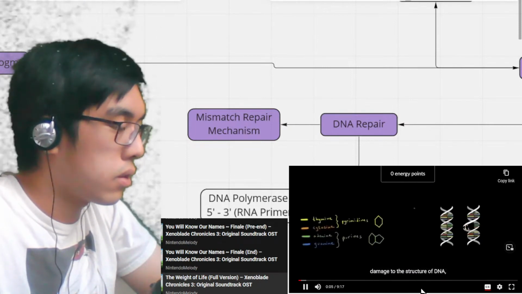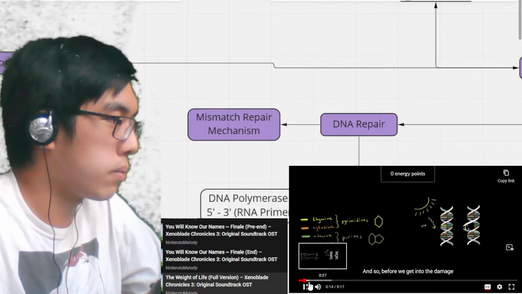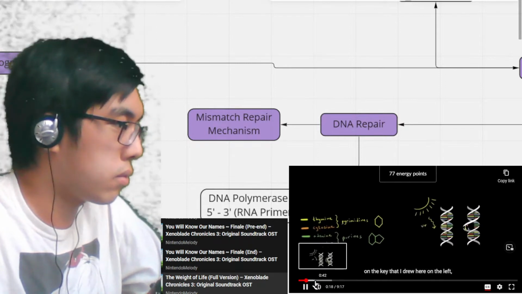can cause damage to the structure of DNA. And one example of that is UV rays. And so before we get into the damage that UV rays cause, let's just focus for a second on the key that I drew here on the left.